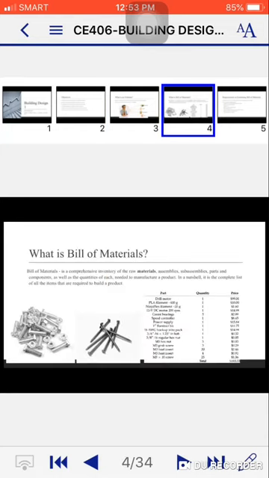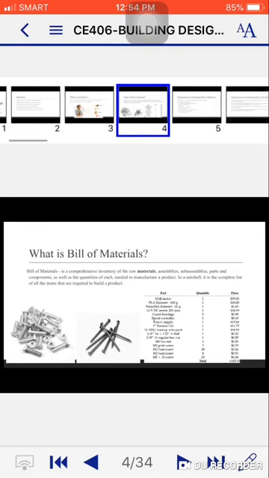So next is, what is bill of materials? So bill of materials is a comprehensive inventory of the raw materials, assemblies, sub-assemblies, parts, and components, as well as the quantities of each needed to manufacture a product. So in a nutshell, it is the complete list of all the items that are required to build a product. So usually, you can see in the bill of materials the quantity of the material. So for example, it may be nail, it may be wood, it may be doors, and it also has a price and the total cost of the project.